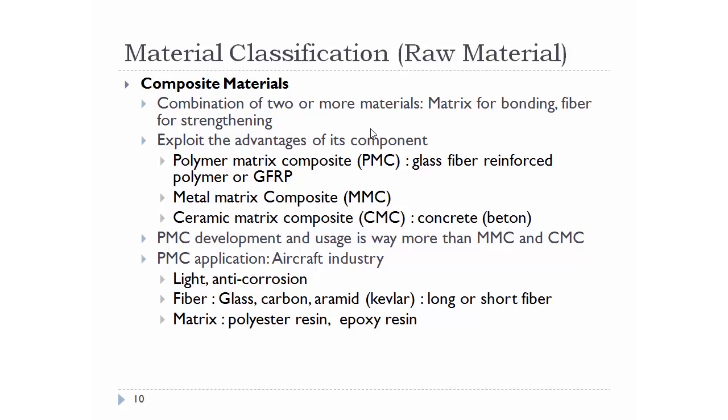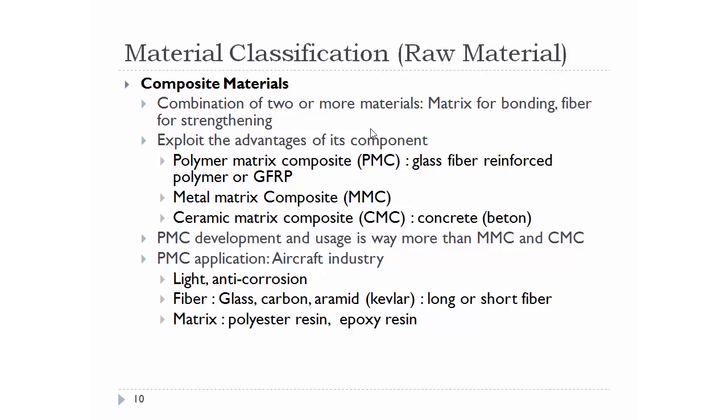Now the last one. This one is the most interesting one. It's composite materials. Why is it interesting? Because it's actually a combination of two or more materials. Normally it's in the form of a matrix for bonding and fiber for strengthening. Actually, for strengthening, it's not always in the shape of fiber. It can be particulate as well, or another shape. The advantage of using composite is that we can exploit the advantages of its components.